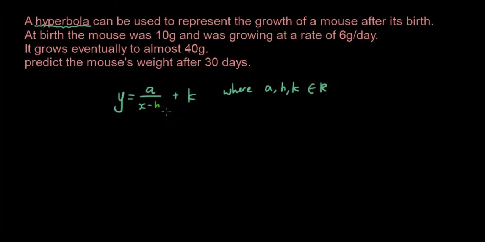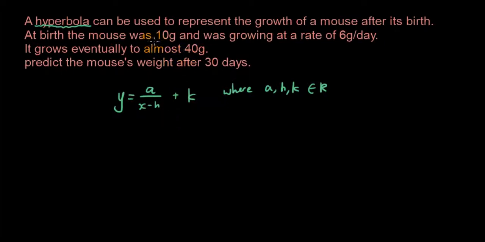Okay, they can just be any real number, doesn't matter what it is, but the key thing to remember is a, h, and k are constants. They're not a variable. Only x is the variable. x is the only thing that can change. A, h, and k, once you decide on what number it is, they never change.